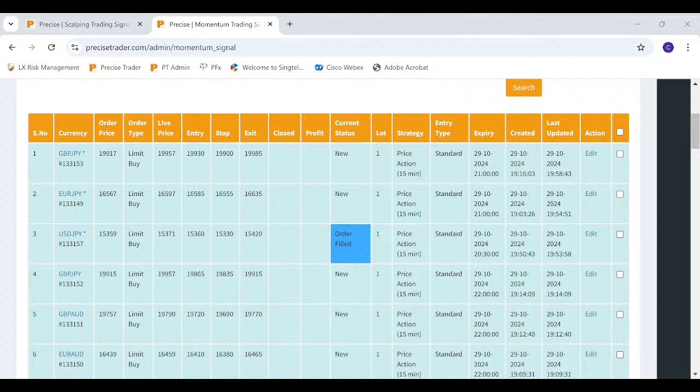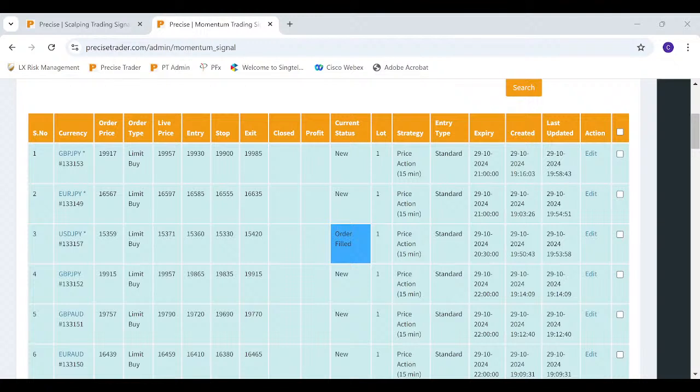Just give me 1 minute. I also want to check whether my trade is filled. Right. So now we have opened a dollar yen and we are trying to enter long.